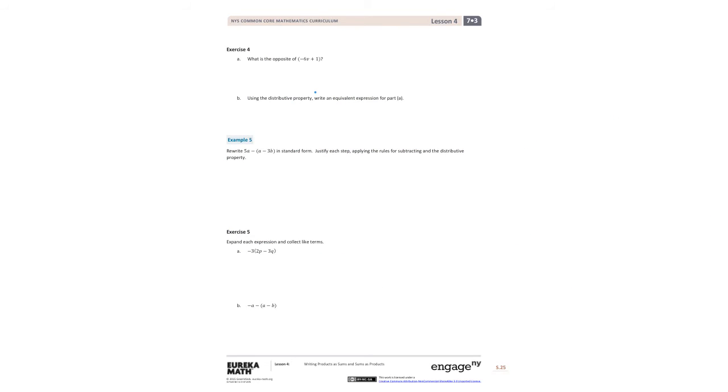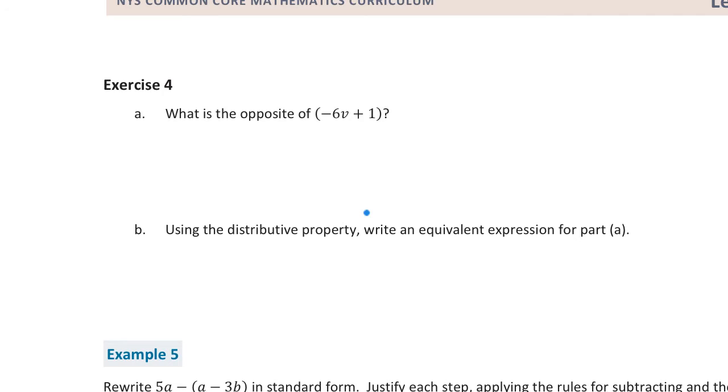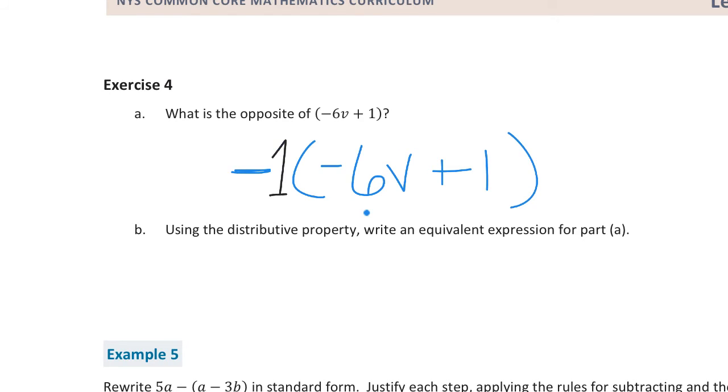Okay, on the next page, talking about opposite. So showing when something is the opposite. So remember our negative sign kind of works like an opposite. So it wants to know what is the opposite of negative 6v plus 1. So the opposite of that, well, I put my opposite sign out here. Now remember, when I put that opposite sign there, it's like there's a 1 there. So then I multiply through by negative 1. And when I do that, negative 1 times negative 6v is 6v, plus negative 1 times positive 1 is negative 1. All right.